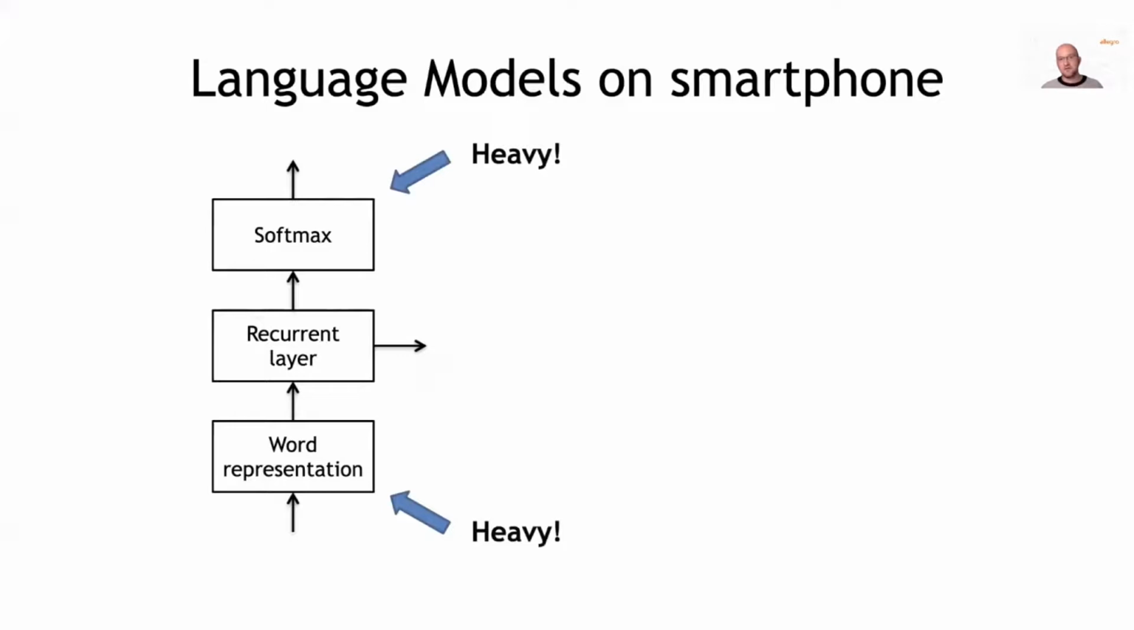These two layers are quite heavy. They take a lot of memory, because if your vocabulary is maybe 100,000 or 200,000 words, then these are really huge matrices, which take a lot of memory. And in order to fit your model on a smartphone, you would like to make these layers smaller. So one option would be to use a smaller vocabulary. But this also means your model will probably give less accurate predictions.